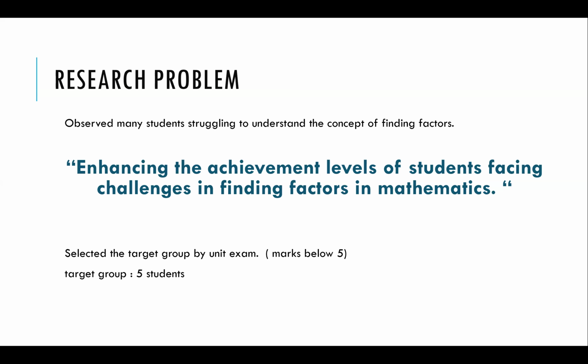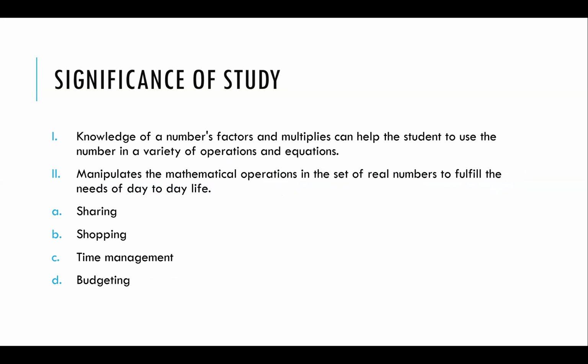For this, I decided to give a mini unit test for the whole classroom containing 10 questions and selected the target group. I selected the students who got marks below 5, and the target group number is 5 students. The significance of the study is that knowledge of numbers, factors and multiples can help students use numbers in a variety of operations and equations in mathematics. It is also very useful for our day-to-day life needs like sharing, shopping, time management, and budgeting.